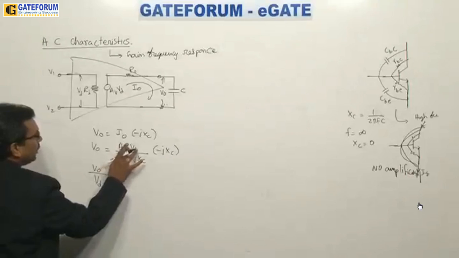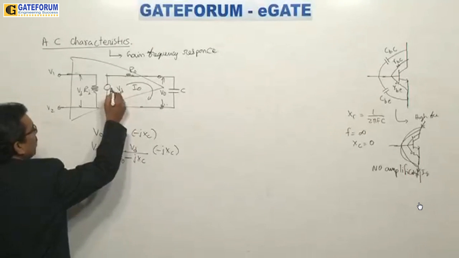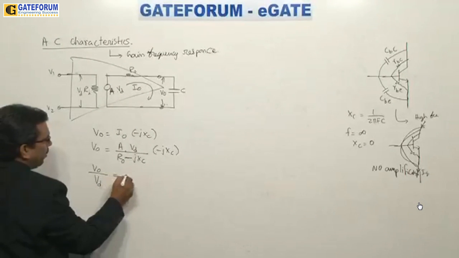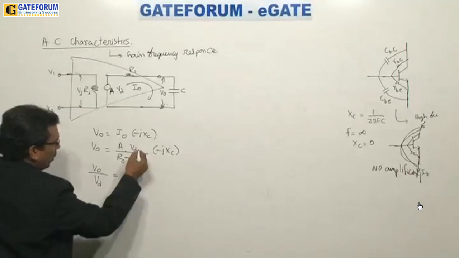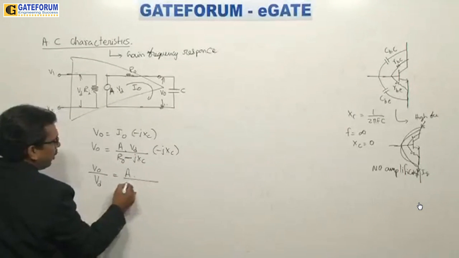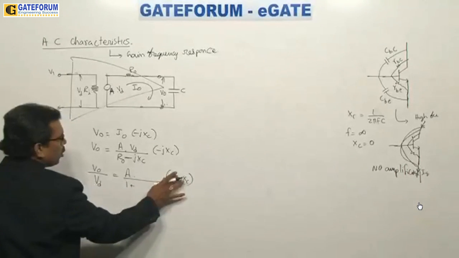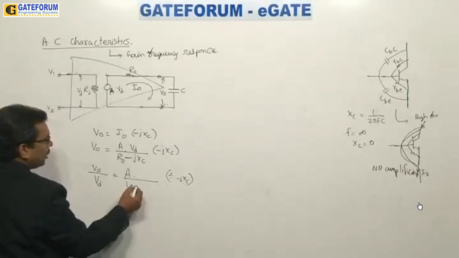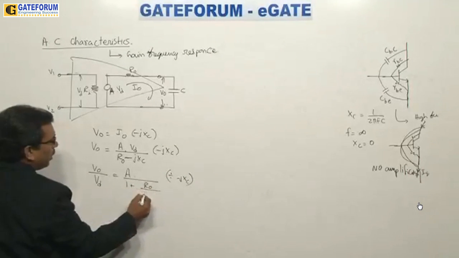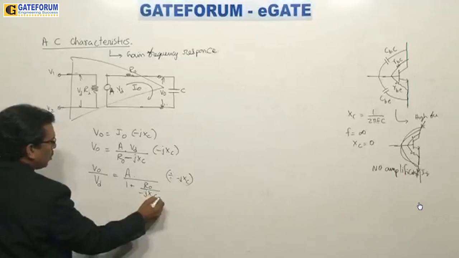You can consider this as A into VD, for convenience. Now I have it here like this. Now A into VD, I bring this side. Now divide both numerator and denominator by minus jXC. On dividing this with minus jXC, you get this as 1 plus R0 divided by minus jXC. This is what you get.